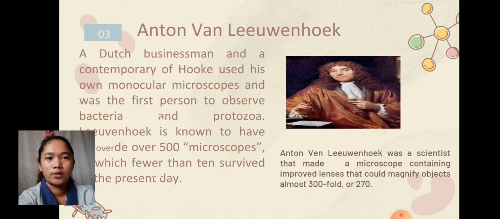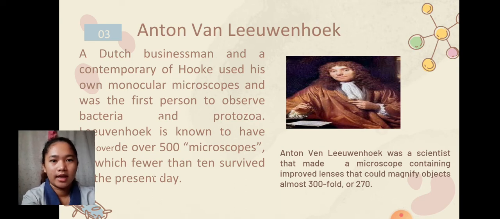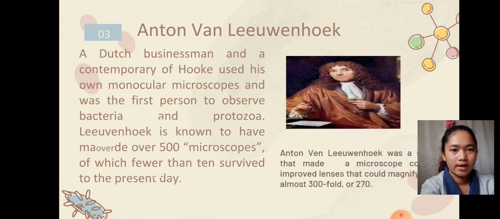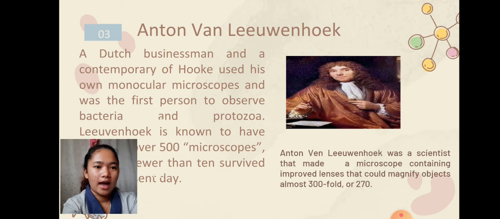Anton van Leeuwenhoek, a Dutch businessman and a contemporary of Hooke, used his own monocular microscope and was the first person to observe bacteria and protozoa. Leeuwenhoek is known to have made over 500 microscopes, of which fewer than 10 survive to the present day. He made a microscope containing improved lenses that could magnify objects almost 270-fold.